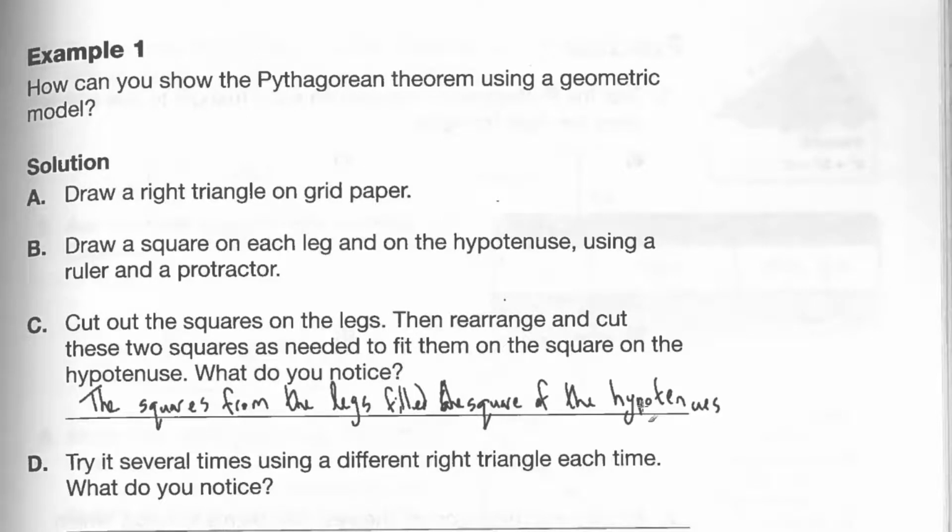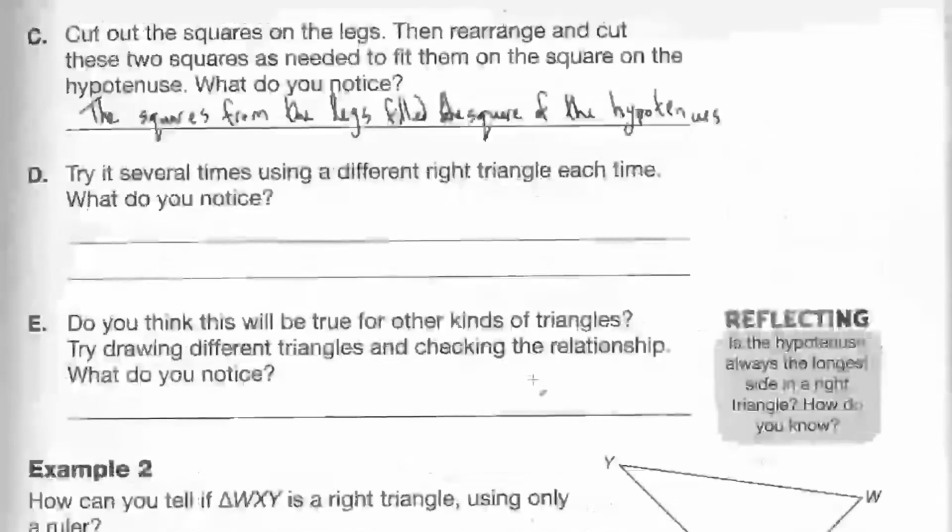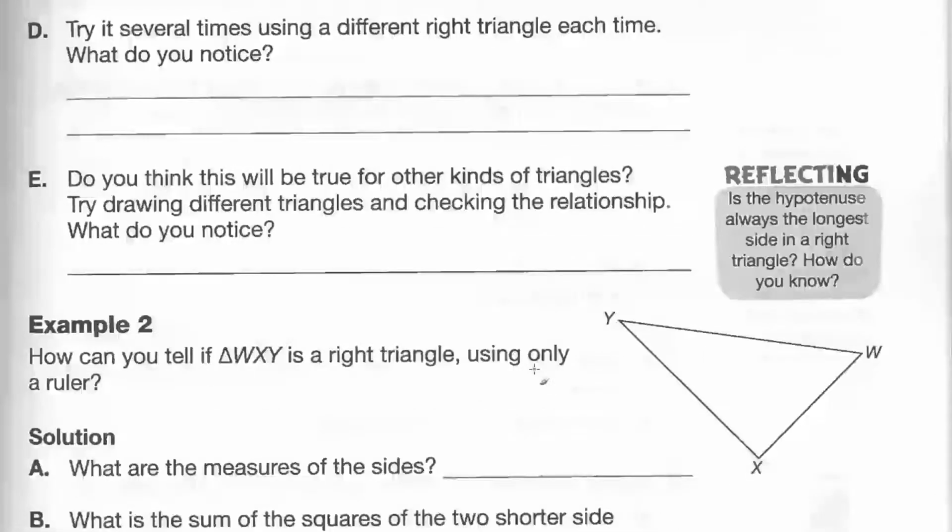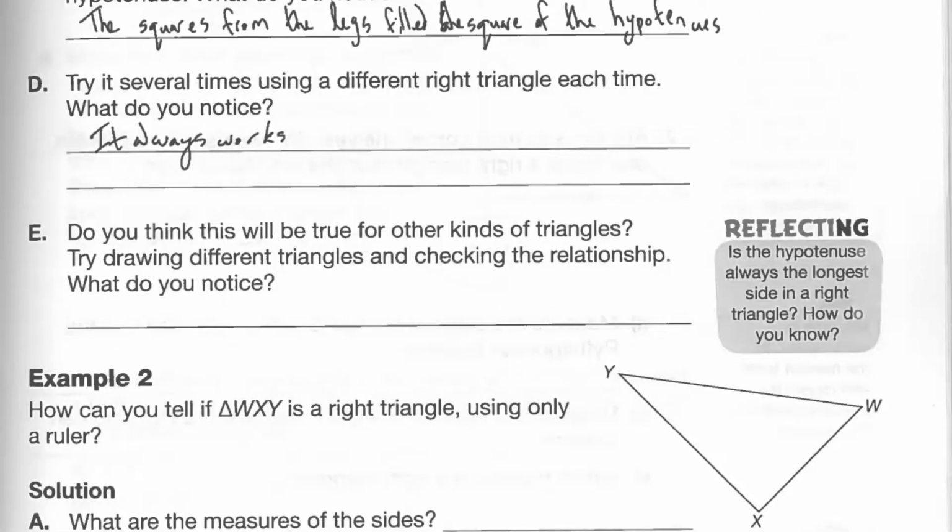Try it several times using a different right triangle each time. You go right ahead. I am not going to be doing that. But what you will notice, if you do it a whole lot of times, it always works. Do you think this will be true for other kinds of triangles? Try drawing different triangles and checking the relationship. What do you notice? I'll save you the trouble of doing that, and it doesn't work. It only works for right triangles. There are more difficult rules for other triangles.